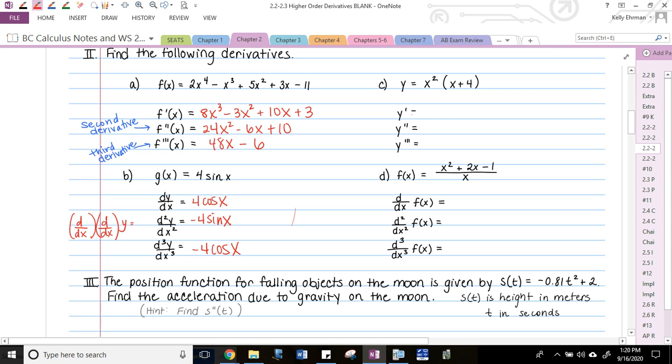For C, this equal sign got erased. That's not a subtraction. What is y prime? Remember, we don't know product rule yet, even if you learned it in another class. Plus, it'd be silly to do product rule when you have a monomial times something. Don't use the product rule, just distribute. x cubed plus 4x squared. So the first derivative is 3x squared plus 8x. The second derivative is 6x plus 8. And the third derivative is 6. The fourth derivative would be 0, and the fifth derivative would be 0, etc.